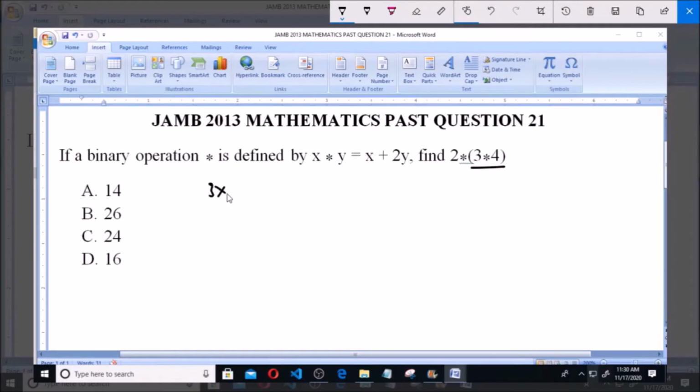Now 3 asterisk 4, from the definition given to us, which is x plus 2y, so that will be equal to, imagine 3 was our x and 4 is our y, so that will give us 3 plus 2 times 4, which is equal to 3 plus 8, which is equal to 11. Now we've gotten 3 asterisk 4 to be 11.